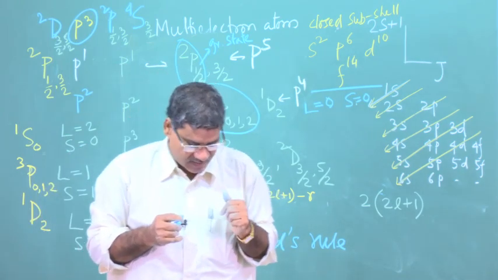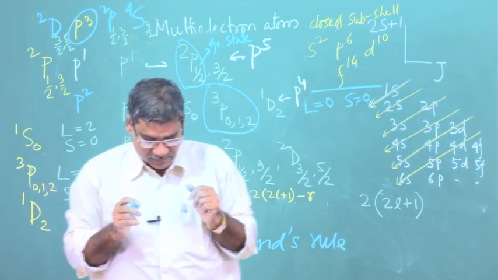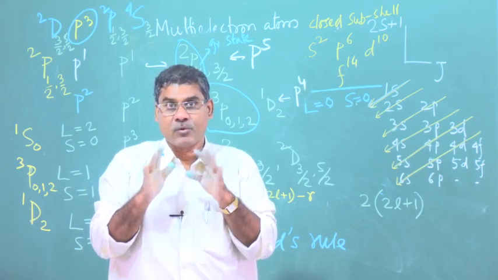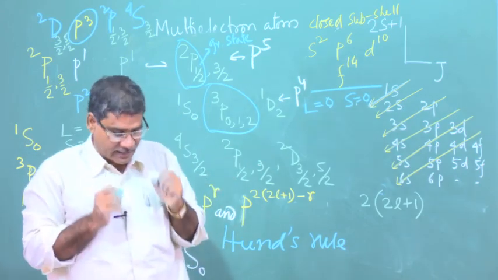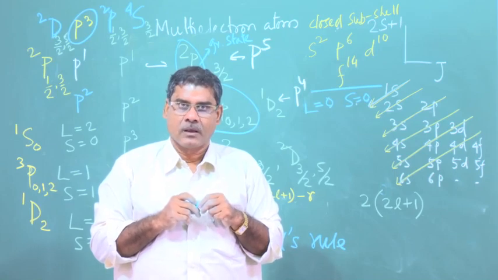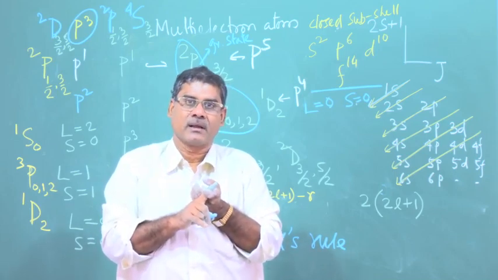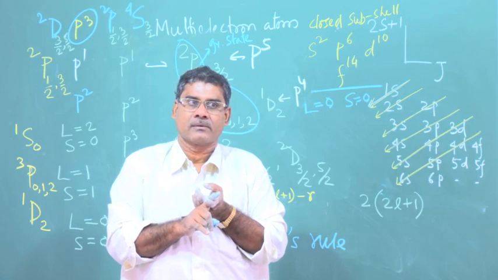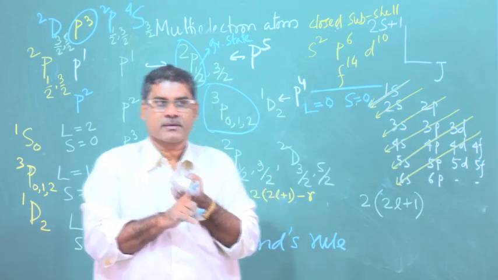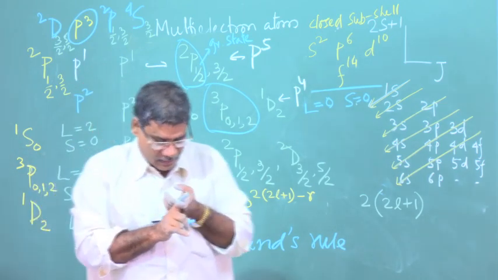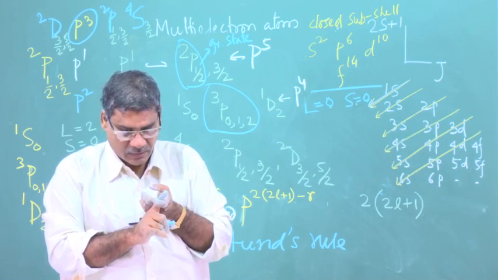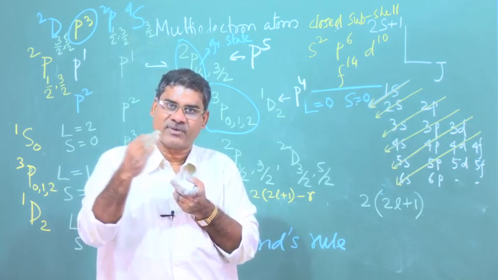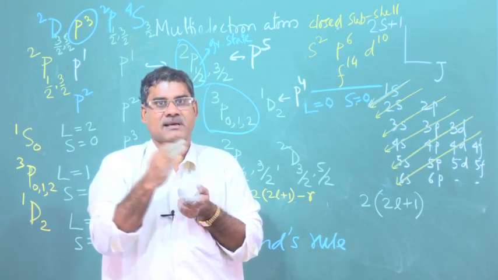Hund's rule is telling, and I told you it is valid for equivalent electron configurations, that the lowest J value will give the lower energy for a less than half filled shell or subshell.